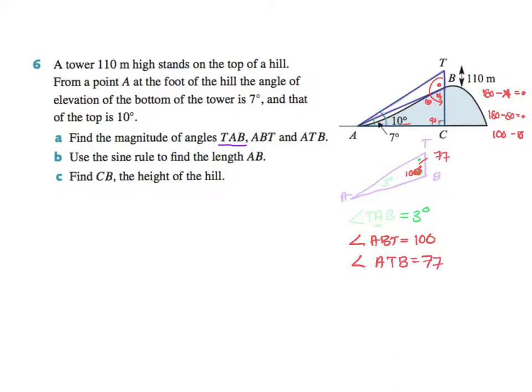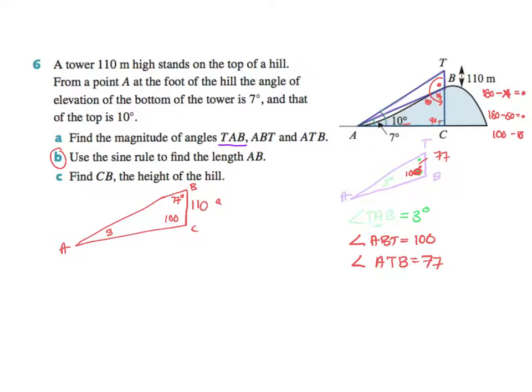Now they want AB. So if I do this question, I'm just going to fix up my little triangle here. It looks something like that. I know that's 110. They gave me that. I now know that's 77. I know this is 100 and this is 3. So they've asked to use the sine rule. So if I go A, B, C, I'm just labeling it up to get the rules.